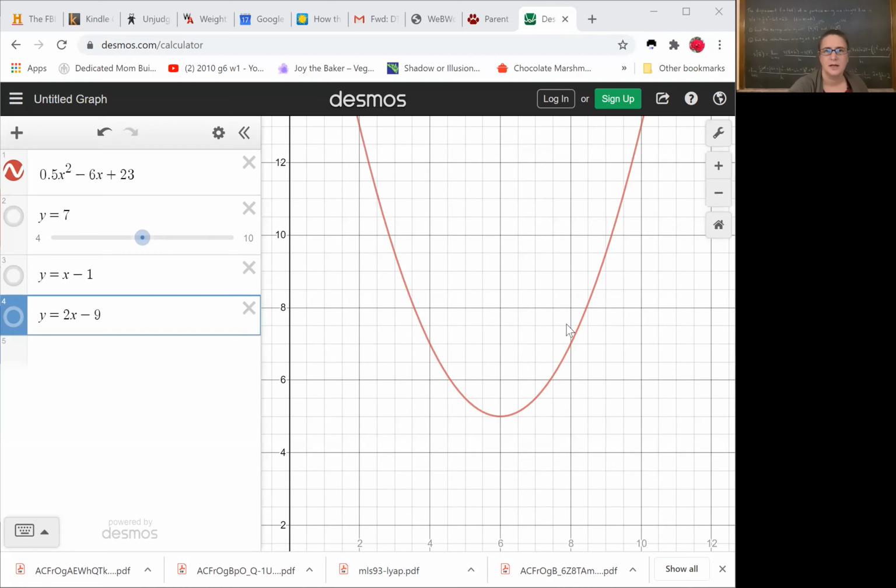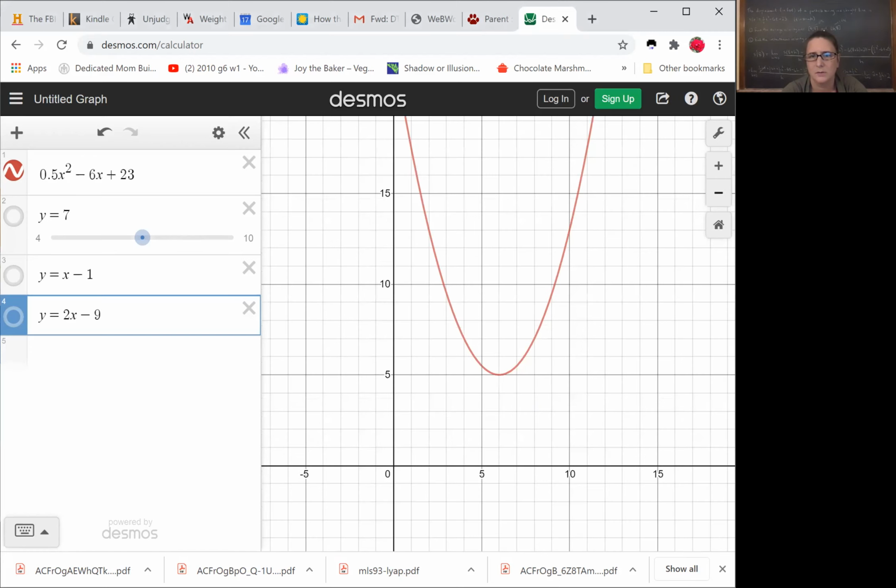So this is, of course, I'm using x instead of t, but this is the equation which is giving us the displacement of the particle. Is it low down enough? Zoom out a little bit. Okay, so you can see here's the point at 8 that we're interested in.